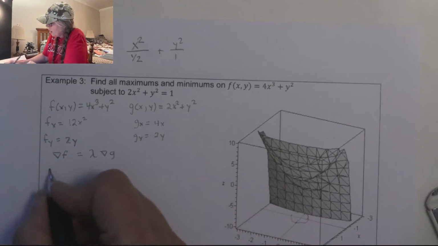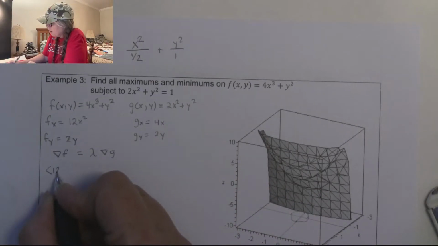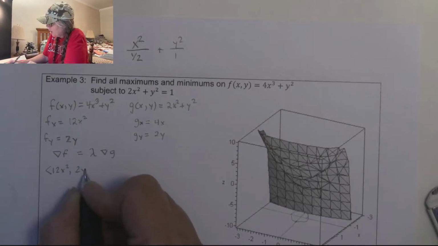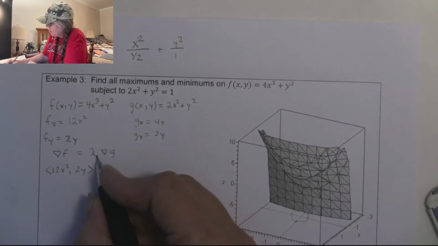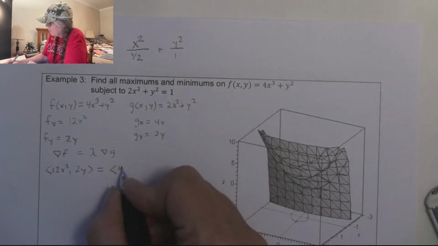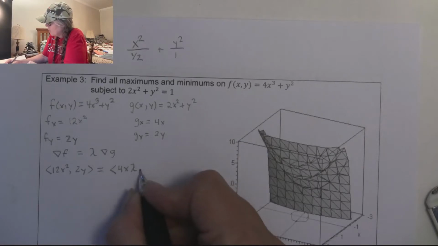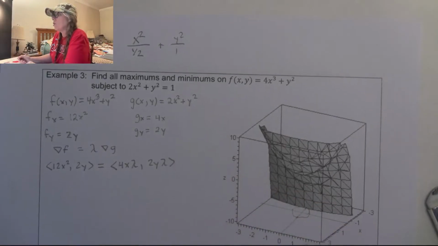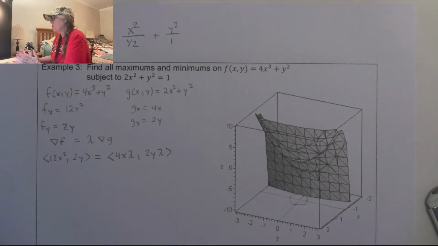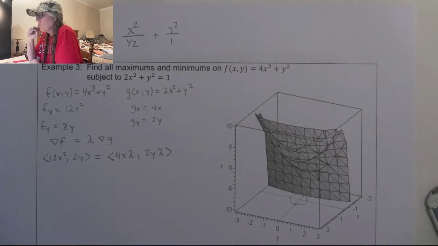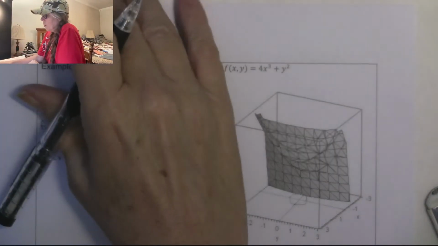And our gradient for f is 12x squared, 2y. And over here, I'm going to be multiplying through by lambda. Your choice on, do you write 4x lambda? That's what I do, but you do you. And 2y lambda. And then to get my equations, I'm going to get my equations by equating the coefficients. I haven't shown you the one that's 5 equations, 5 unknowns yet. It's coming. It's over here.